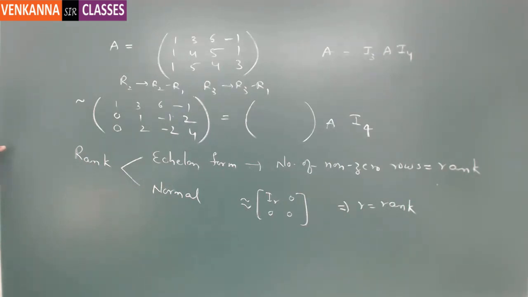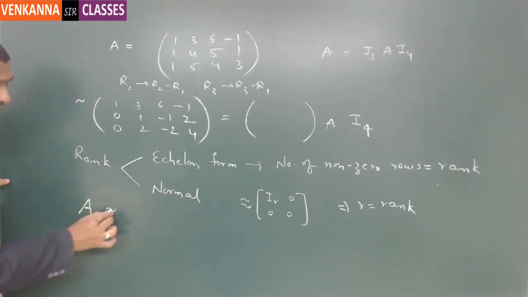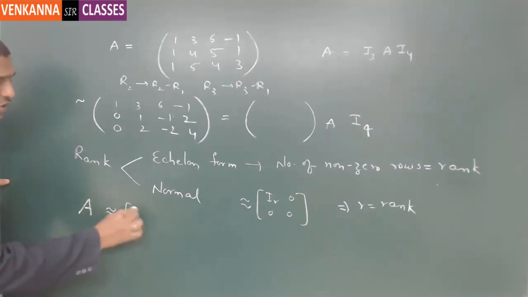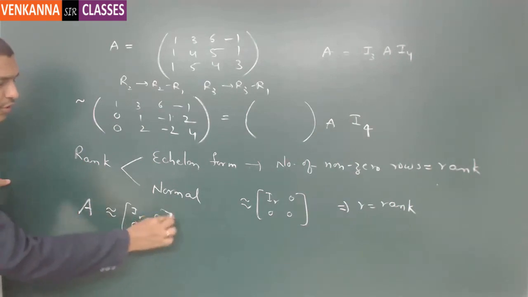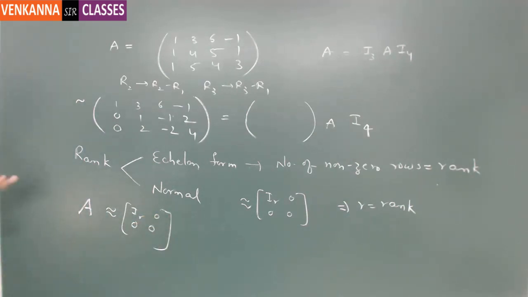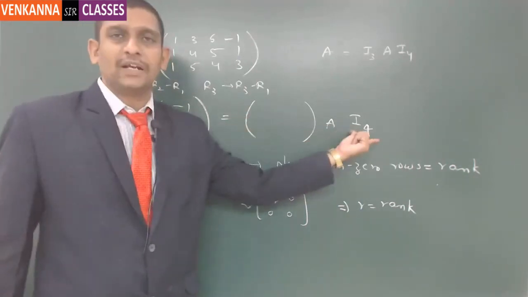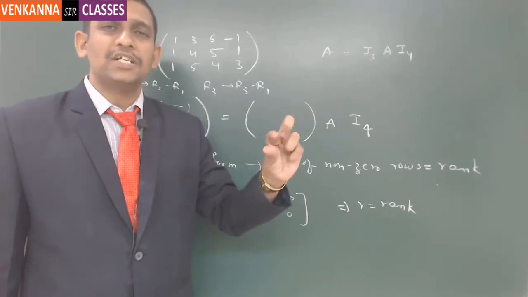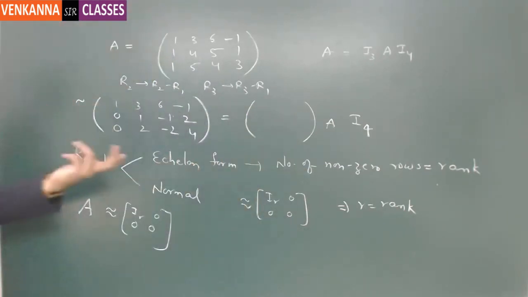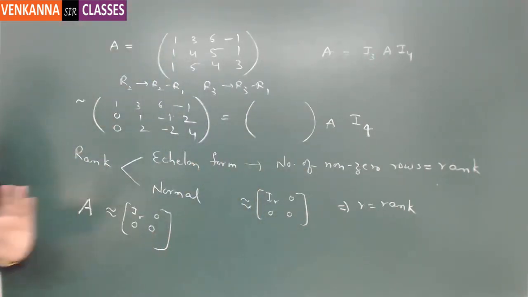Please understand one thing, that if the question does not mention to find non-singular matrices, then we simply consider A. We will apply row as well as column operations and we will make A equivalent to [IR 0; 0 0]. We don't bother about P and Q matrices. Whenever P and Q are asked, then only we will consider pre-factor and post-factor. Otherwise, we simply apply row operations as well as column operations and we reduce A in the form of [IR 0; 0 0]. That's all. It is based on the question pattern.